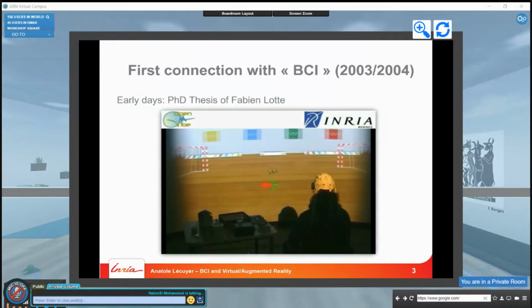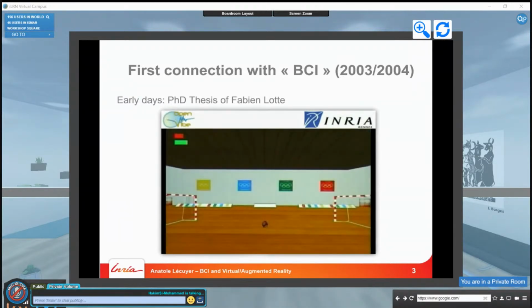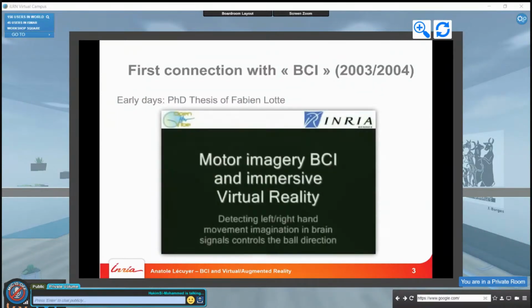And here is one of the first videos that we shot at this period, where somebody is imagining left or right hand movements to move this virtual ball to the left or right to score goals. And you see vintage stereoscopic glasses and also a vintage EEG headset with gel that is mounted on the head of the user.